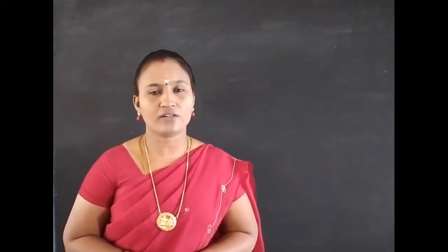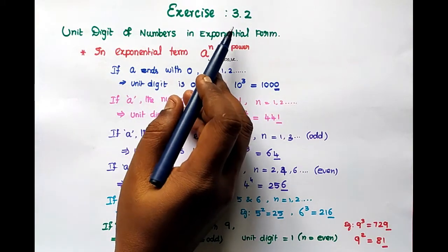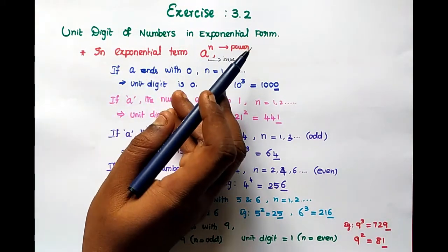Now we are going to solve exercise 3.2. Here we discuss the unit digits of a number. Let us get into the session. Look at this exercise 3.2. Here we discuss the unit digit of a number in exponential form.